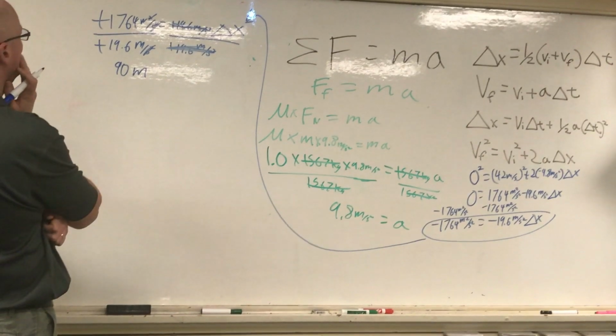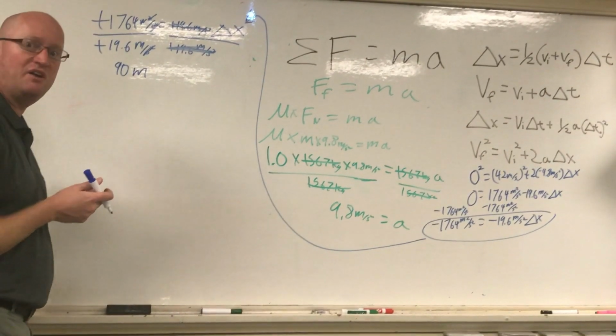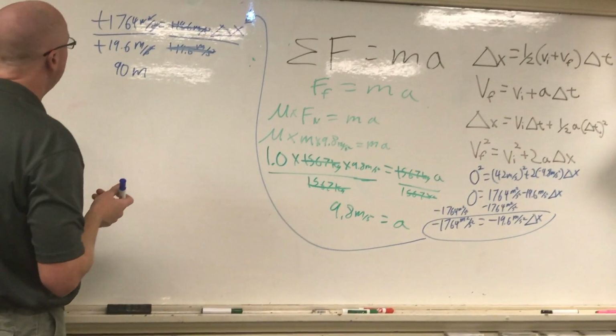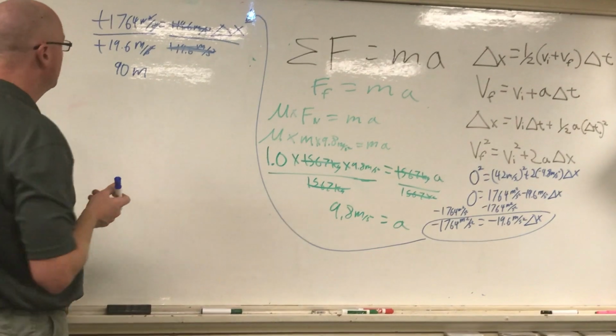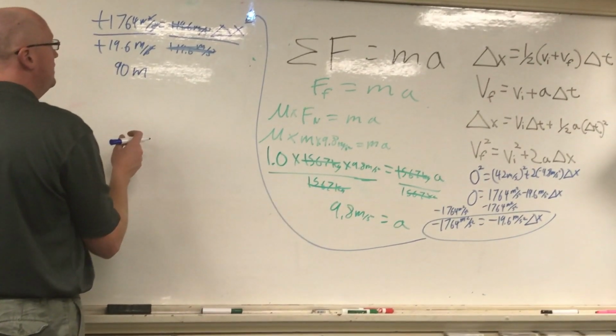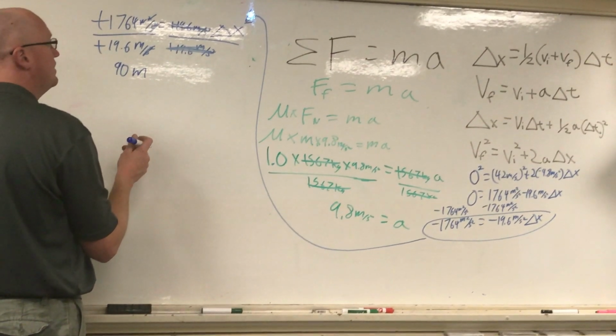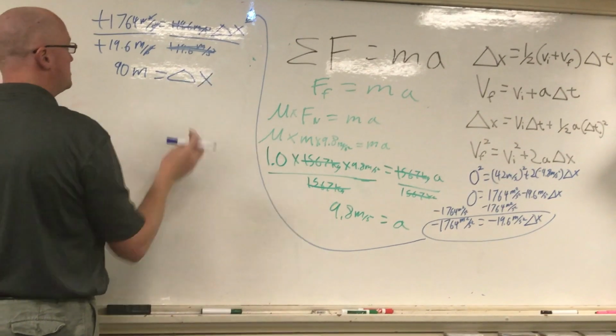Really? Is that what I get? Hold on. Well, can't do anything about it. My calculator is my phone. I think that's what I get. We're going with it. I think it's 90. Could be wrong. Never know. So, 90 meters is equal to delta x.